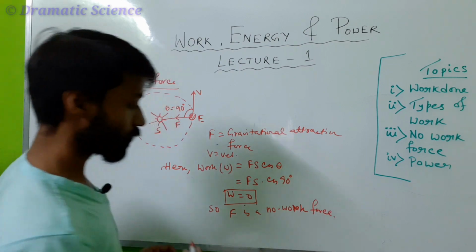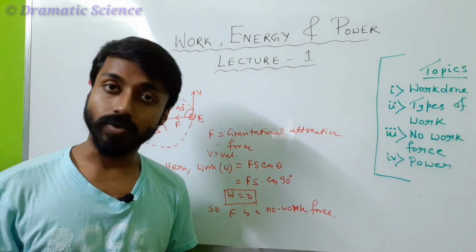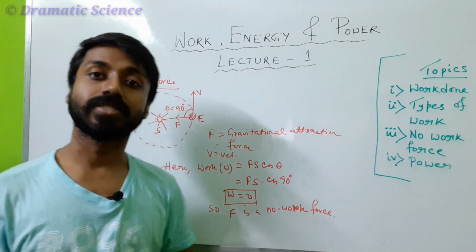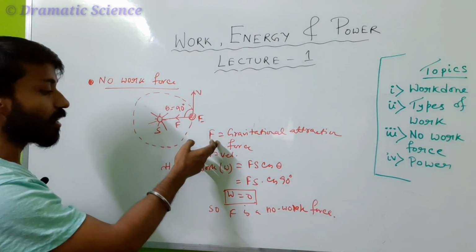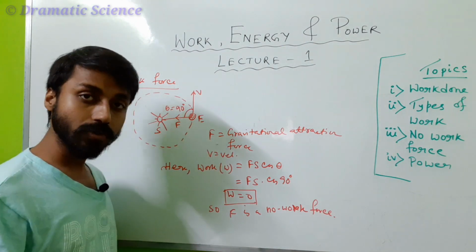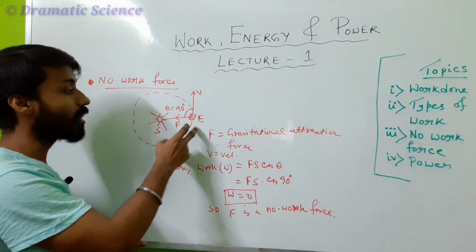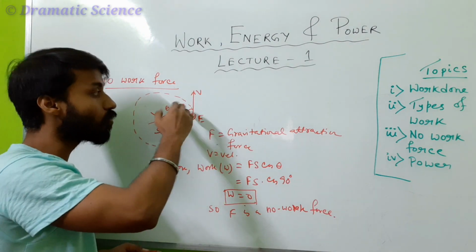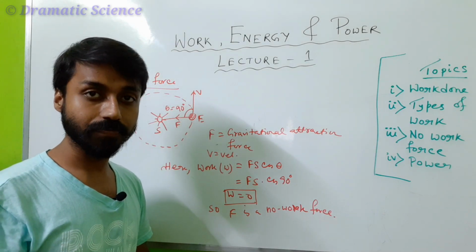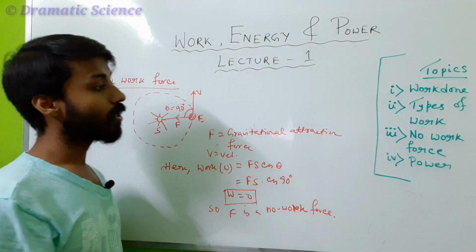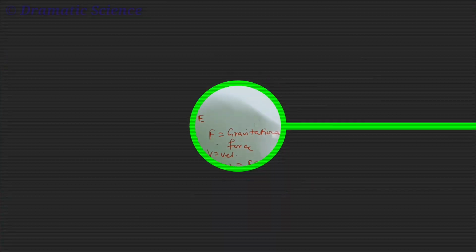No work force, right? So a no work force is that force by which work done in a system is 0. Here gravitational force, that is capital F, is a valid force, but work done due to that force in the case of sun and earth will be 0 because force and velocity are at 90 degrees with each other. Got my point? Okay.